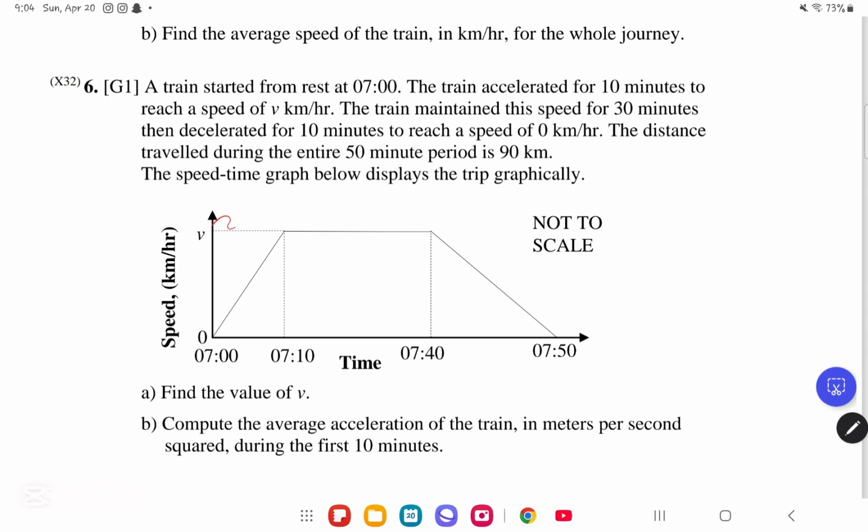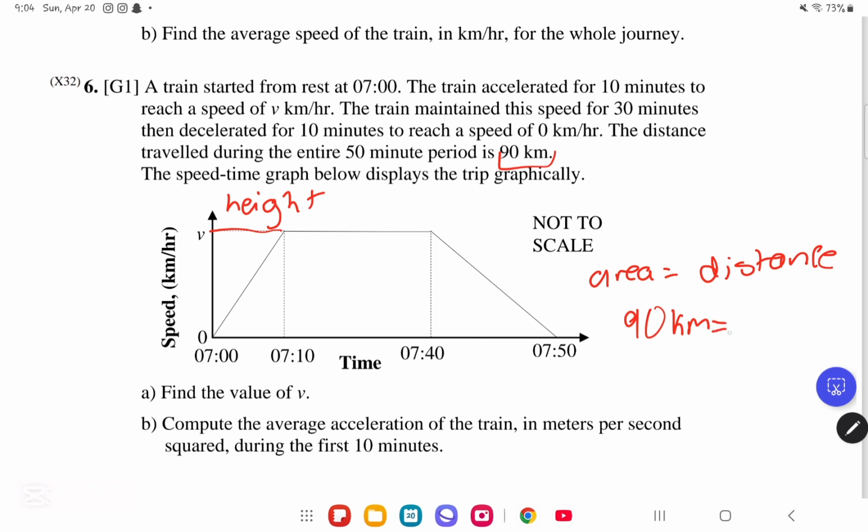Very simply, to find the value of v, which is the height. Okay, and we're given what? First of all, we're given the times, and the height we need to find, but we're also given the distance, so then we can find the value of v. We know that the distance in a speed-time graph is the area. So area is equal to distance. If the distance is 90 kilometers, 90 kilometers is going to be equal to what?